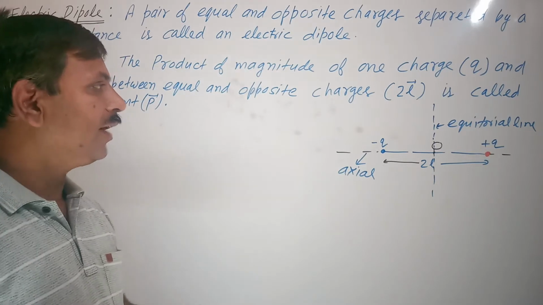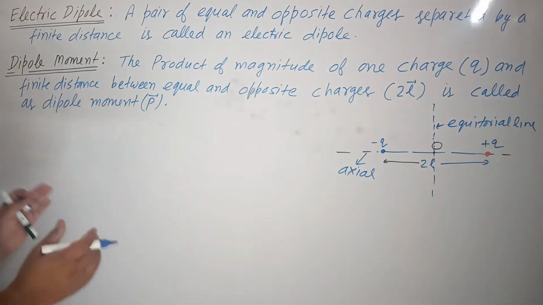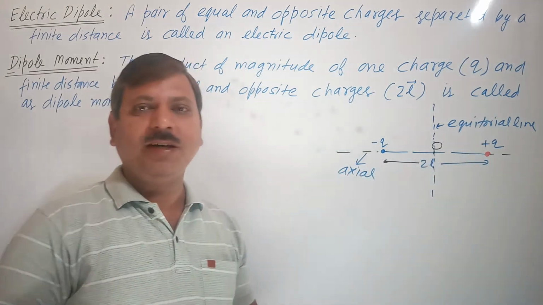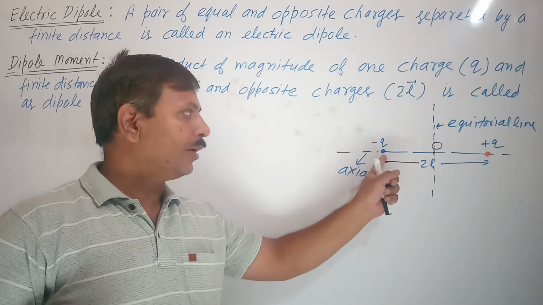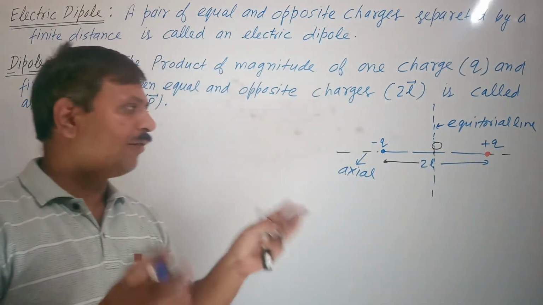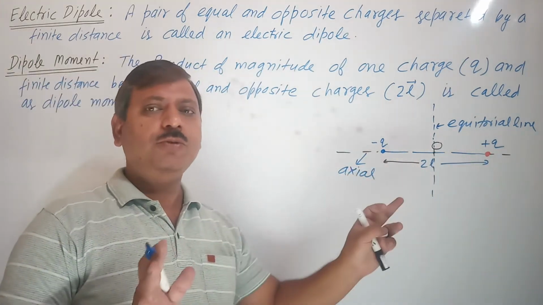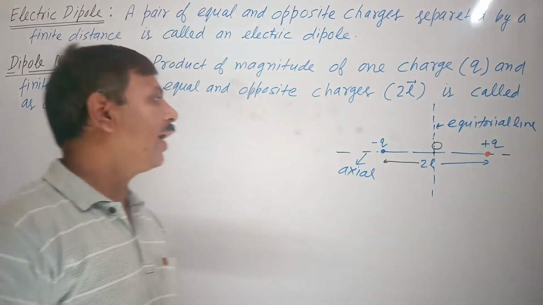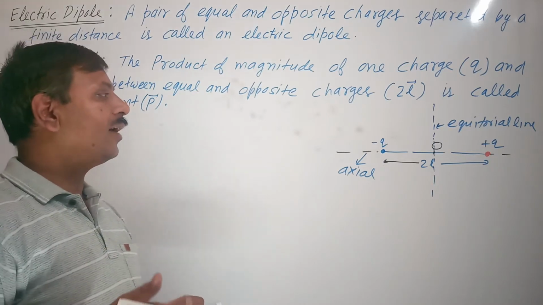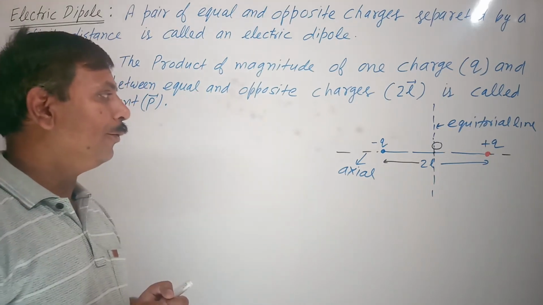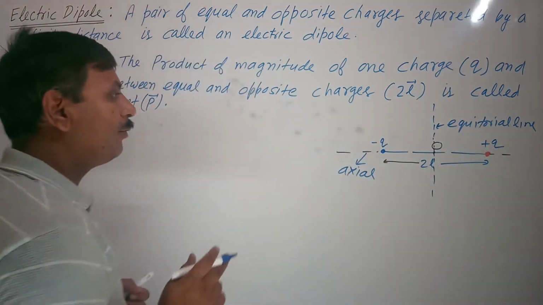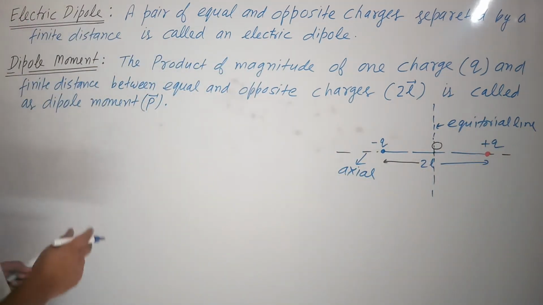So what is the dipole moment? The dipole moment is the product of the magnitude of one charge, because the same magnitude is there for both, and the finite distance between the two charges. This product is known as dipole moment. This shows the strength of the electric dipole. Here we can see minus q and plus q we have taken. So what will be the dipole moment? It is denoted by P.